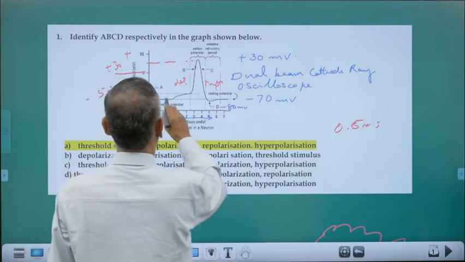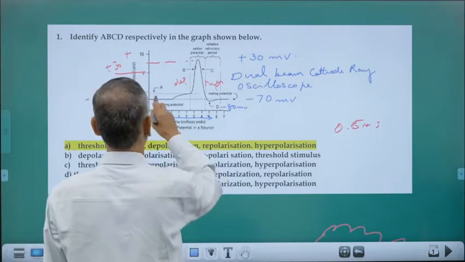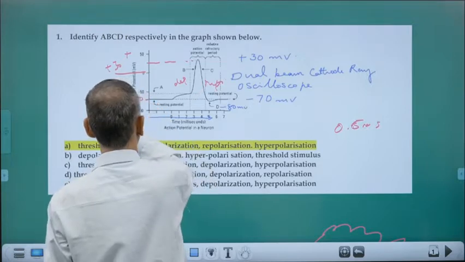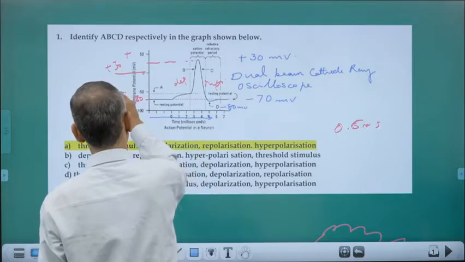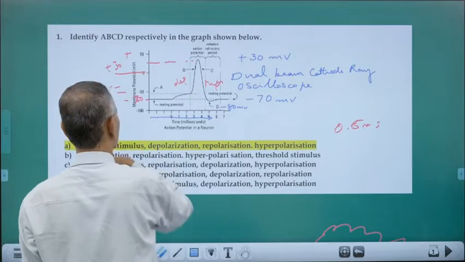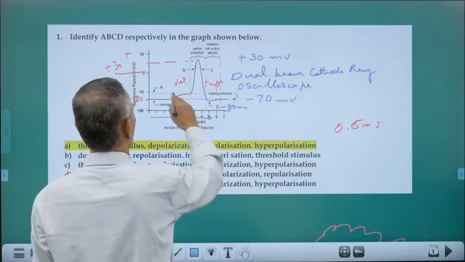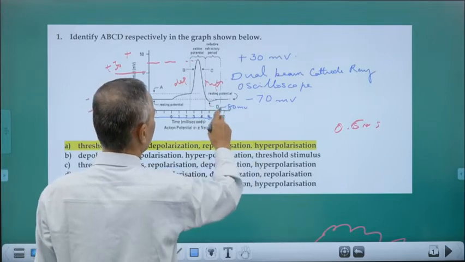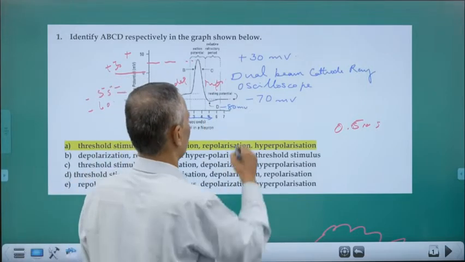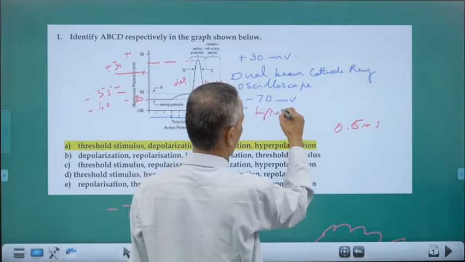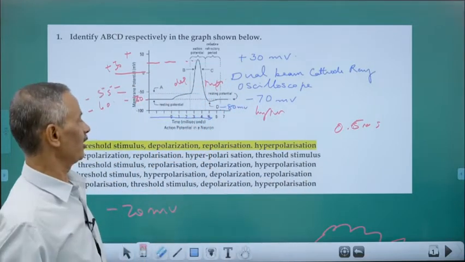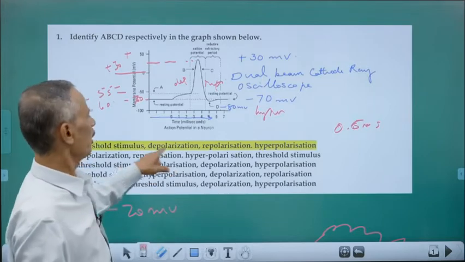So, A, we are having the threshold stimulus applied. Okay. This threshold stimulus will be minimum minus 55 to minus 60 millivolt. Now, B is depolarization, C is repolarization, and D is hyperpolarization. It is called hyperpolarization. Why? Because the inner side is becoming more negative. So the option goes to apple.